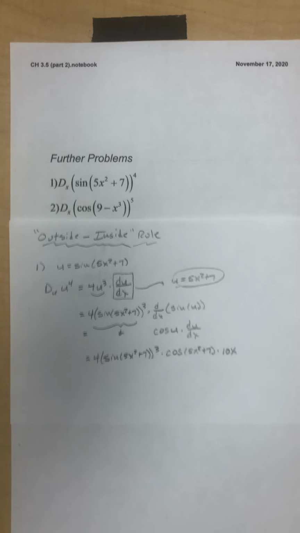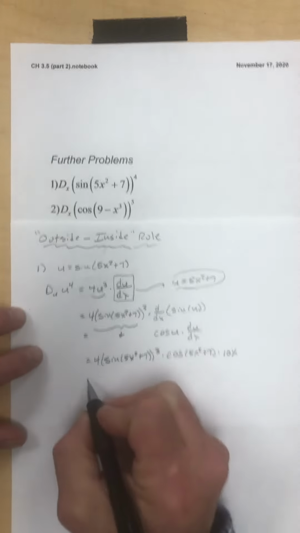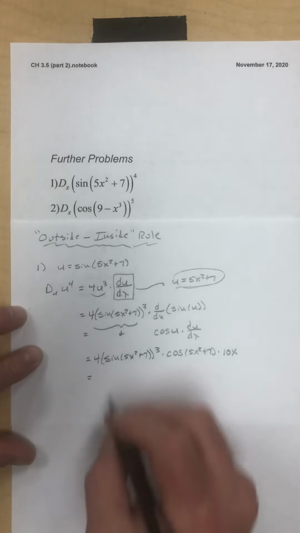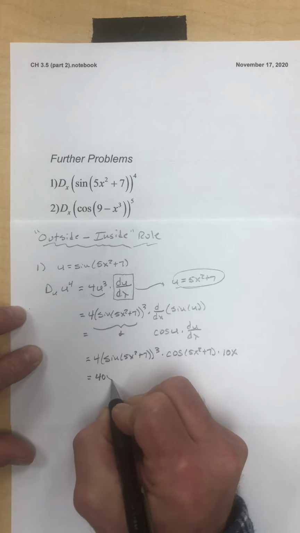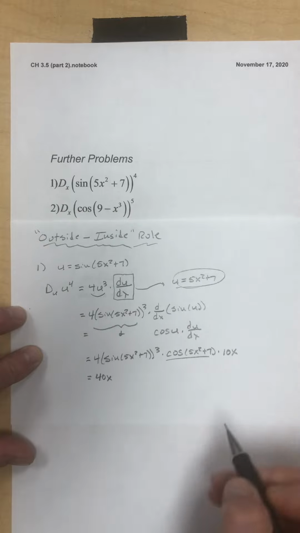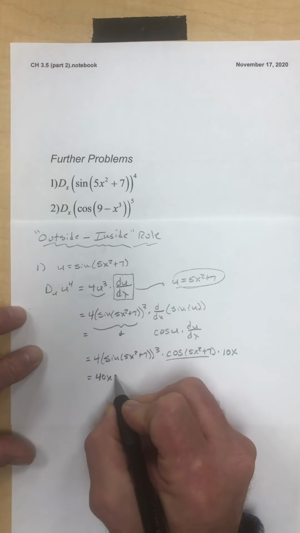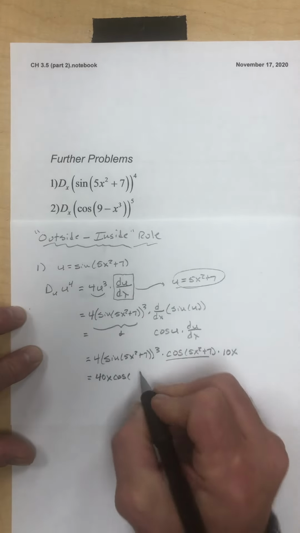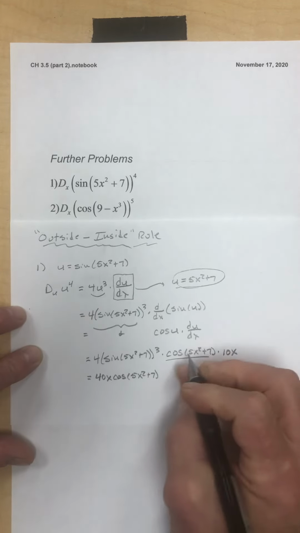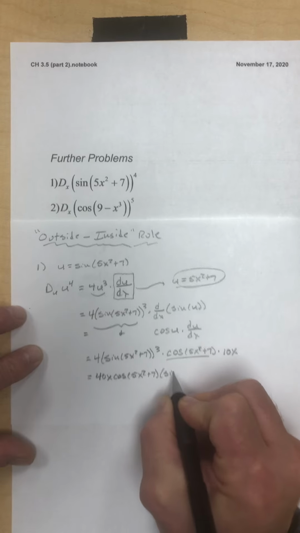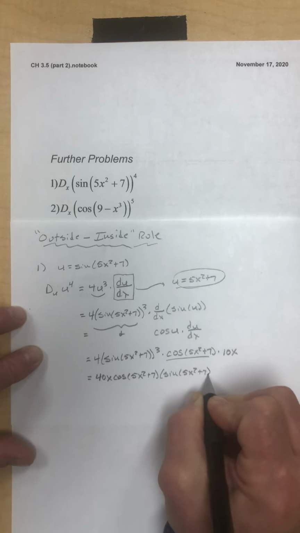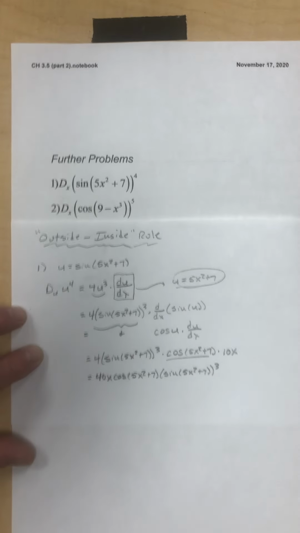And then you have to clean things up. I've got the 4 times the 10x, so obviously that gives me 40x. I'm going to put this guy first and this guy second, so we'd say 40x cosine of 5x squared plus 7, times the sine of 5x squared plus 7 to the third power.